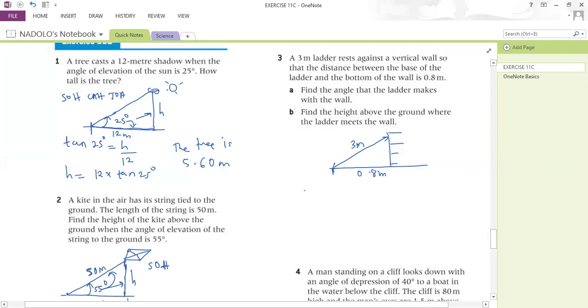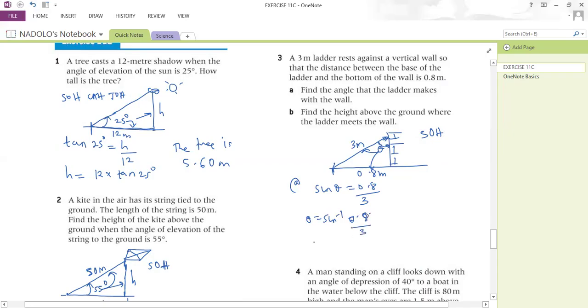Question A asks you to find the angle that the ladder makes with the wall. So the wall is here and the ladder is here. This is the angle they both make, so let's call that theta. To calculate theta, you have an opposite side and a hypotenuse, so that is sine. Sine theta equals opposite divided by hypotenuse, which is 3. So our theta will be sine inverse of 0.8 divided by 3.